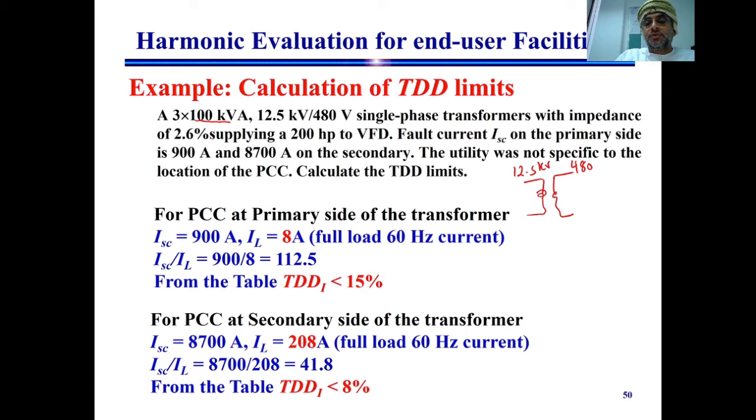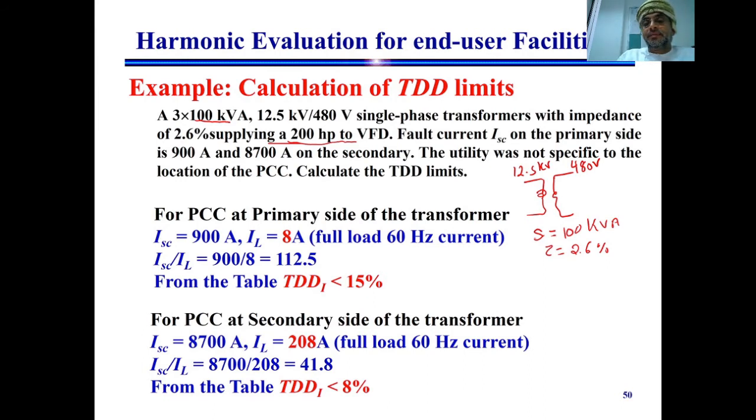This is volt, this is kilovolt, this is volt, and the S for the transformer is given as the single phase 100 kilovolt ampere, with impedance of 2.6%. So the impedance of the transformer is 2.6%, and it supplies a 200 horsepower variable frequency drive. Fault current on the primary side is 900.